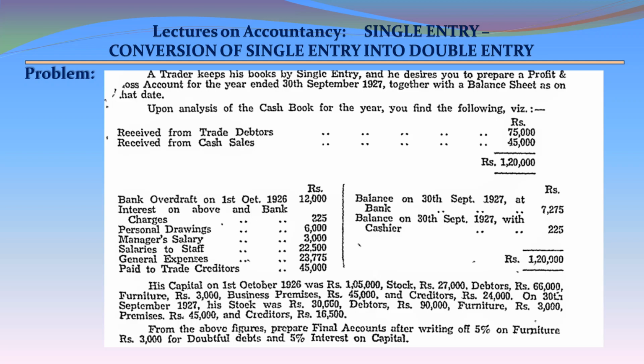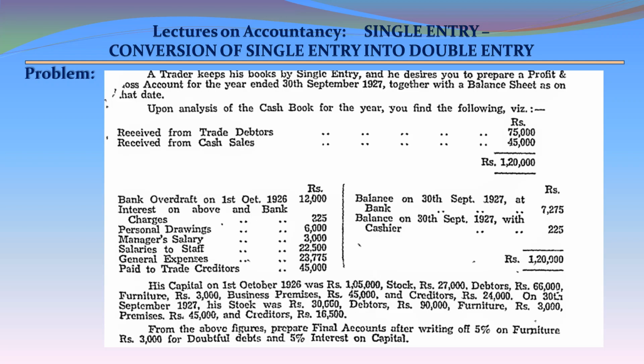Upon analysis of the cash book for the year, you find the following, namely: received from trade debtors 75,000, received from cash sales 45,000, total 1,20,000. Bank overdraft on 1st October 1926 12,000, interest on above and bank charges 225, personal drawing 6,000. Manager salary 3,000, salary to staff 22,500, general expenses 23,775, paid to trade creditors 45,000, balance on 30th September at bank 7,275, balance on 30th September with the cashier 225, total 1,20,000.